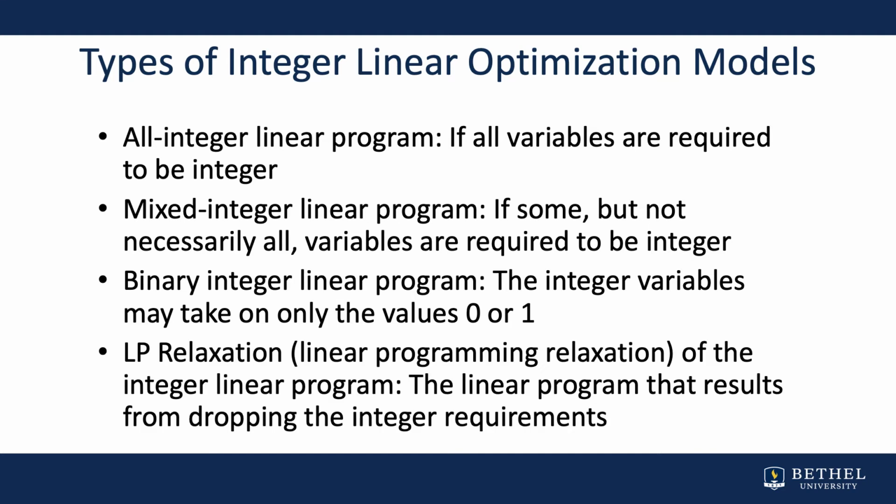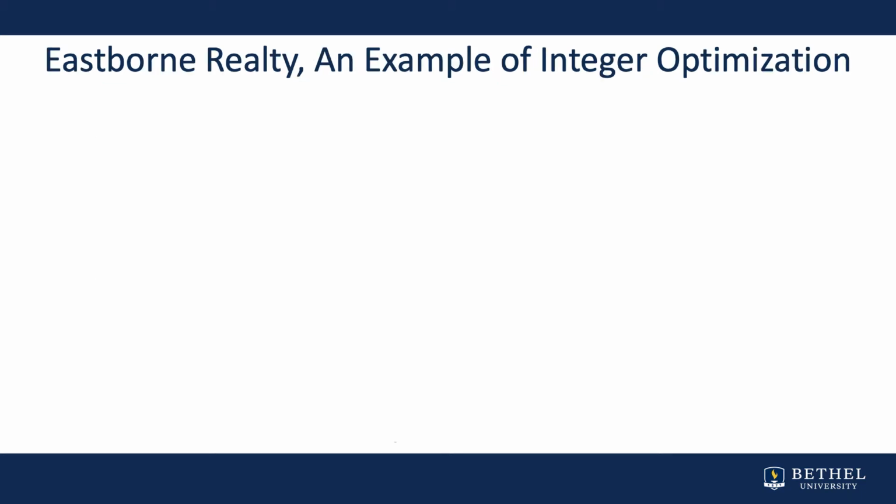And then the last one is the LP relaxation, which is the linear programming relaxation of the integer linear program. What that basically means is that the program that results from dropping the integer requirement is the result, and that's the thing that you're going to be looking at. As we talk about this, I think it makes sense to really use an example. So let's use the example of Eastborne Realty, which is going to be an example of how we look at this nuance of having an integer optimization problem.